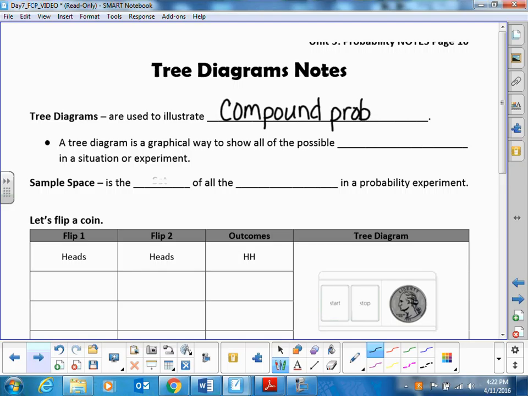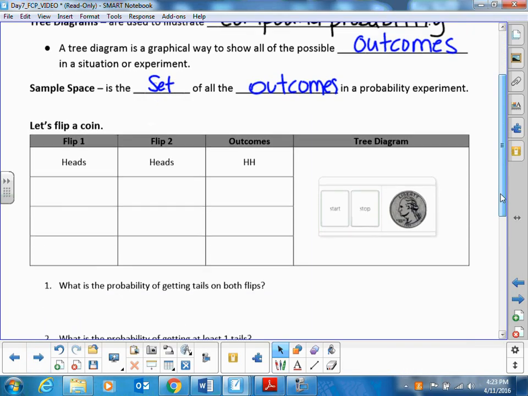So what is the difference between simple and compound probability? Compound probability, remember, is 2 or more events. So it's just a graphical way that we show all of the different possible outcomes, or your sample space. The sample space is the set of all the outcomes in the probability experiment.